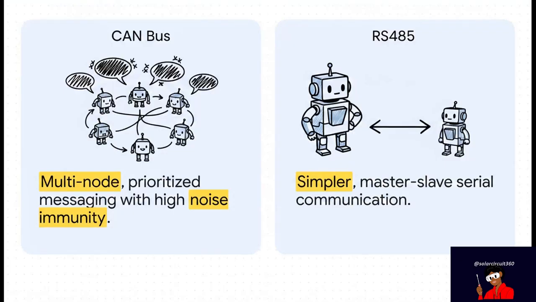So what are these languages anyway? Well, think of CAN Bus like a sophisticated conference call or a busy group chat. Multiple devices can all talk at once, and the most important messages get priority. RS485, on the other hand, is a lot more like a simple two-way radio call between a boss, that's the master, and a single worker, the slave. They both get the job done, but they do it in very, very different ways.